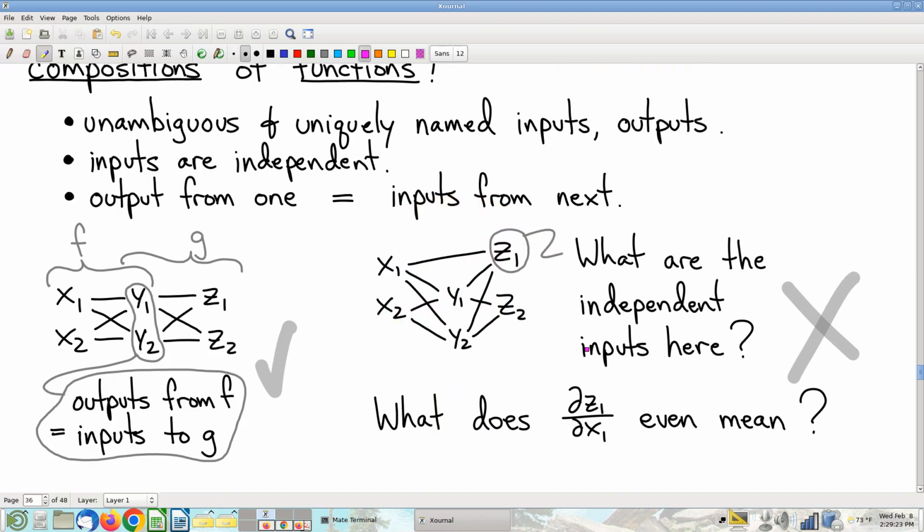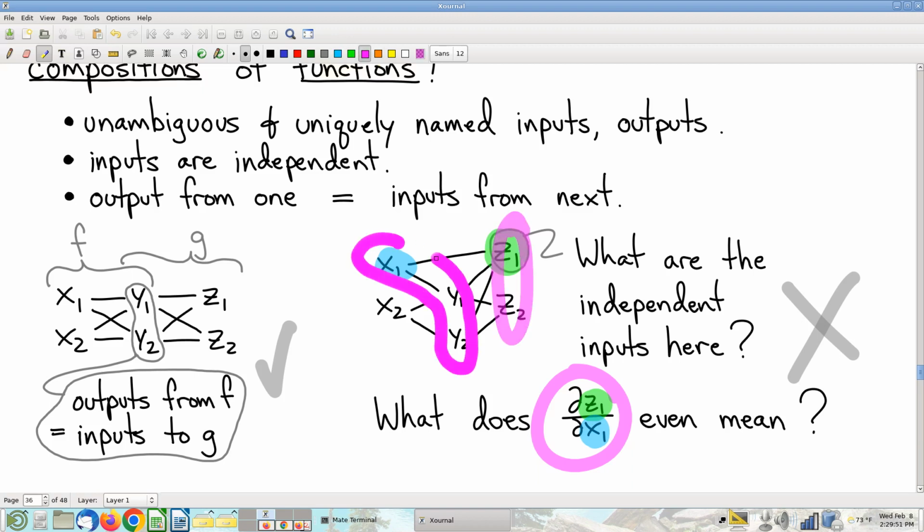For example, let's ask the seemingly innocent question of what is this thing, partial of z1 with respect to x1. Okay, well, slowly and carefully, here's, colors. z1 is there. We're going to take the partial with respect to x1. Okay, well, there's x1, and don't forget, these are functions of these, I guess. Right?